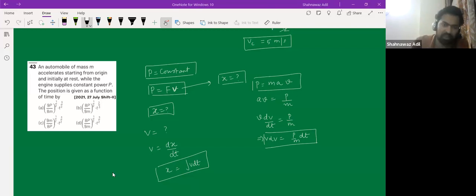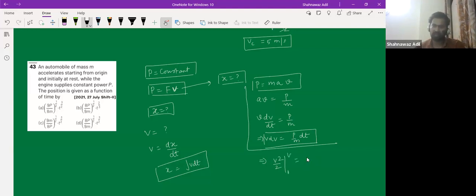Yes, no one got the answer. What are you solving? So first we have to solve this thing, right? If we integrate on both sides, P is constant. So what would this be? This is simply V square by 2 from 0 to V. And this is P by M, that is constant, and this would be simply t from 0 to t. So this is v squared by 2 equals pt by m. So your v is simply root of 2pt by m.